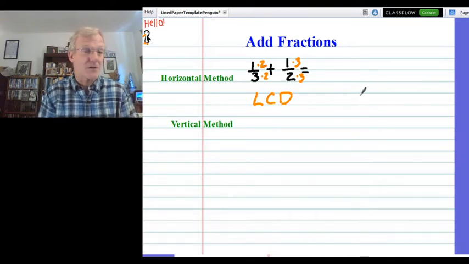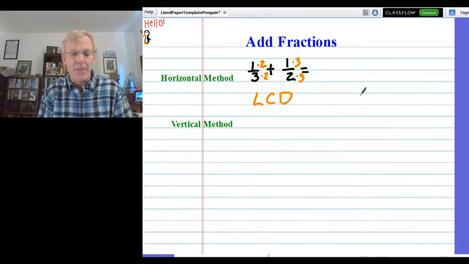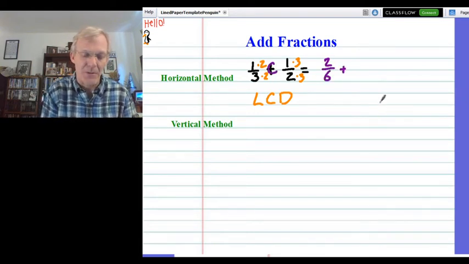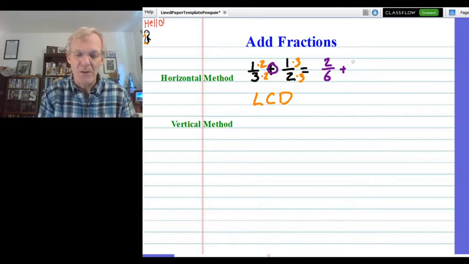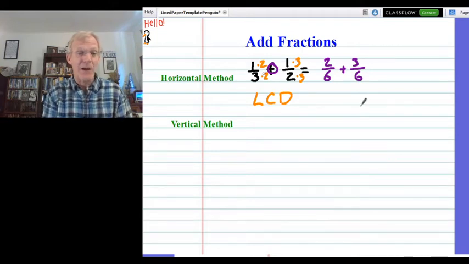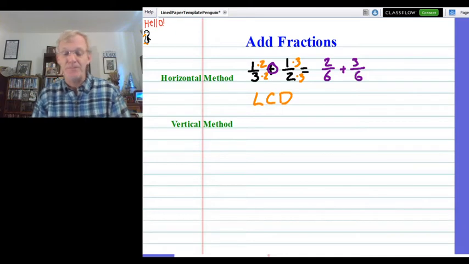Well, 1 times 2, this is multiplication from the last time, right? 1 times 2 is 2. 3 times 2 is 6. Plus, because that's the operation we're doing, 1 times 3 is 3, over 2 times 3 is 6. Now remember, order of operations, that's why we did the multiplying first. Now we're going to do the addition.